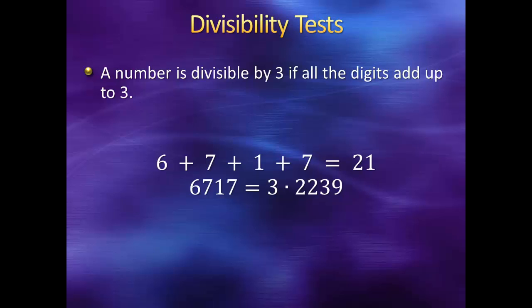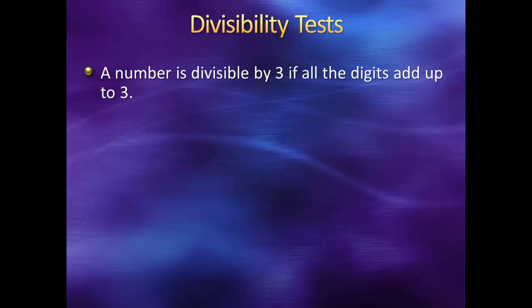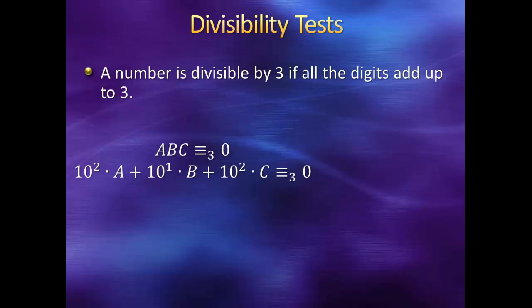Though this may seem like nothing more than a neat trick, we can actually prove it using modular arithmetic. When we write out a number in the decimal system, we are basing that number on powers of 10. Let's say I had a 3-digit number ABC, where A, B, and C are digits, not factors. This number could be written as 10 squared times A, plus 10 to the first power times B, plus 10 to the 0 power times C. Remember that anything to the 0 power is 1.